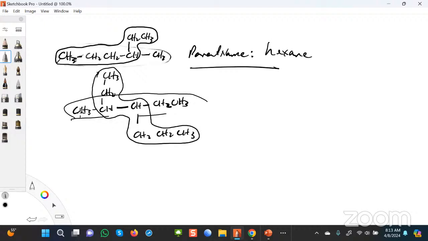That's the longest chain because the first chain that I circled has 1, 2, 3, 4, 5 carbons, but this chain that I have more recently circled has 1, 2, 3, 4, 5, 6, 7. So in this particular case, the parent name is heptane. All right. So that's basically how we identify the parent name, which is basically what the first rule is all about. Okay, any questions about this?